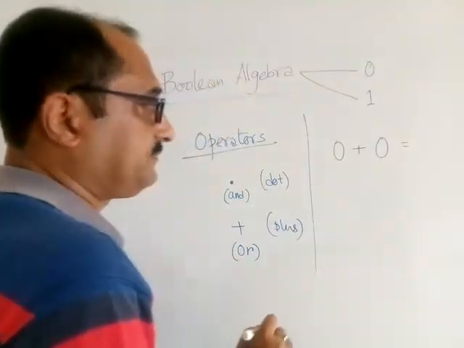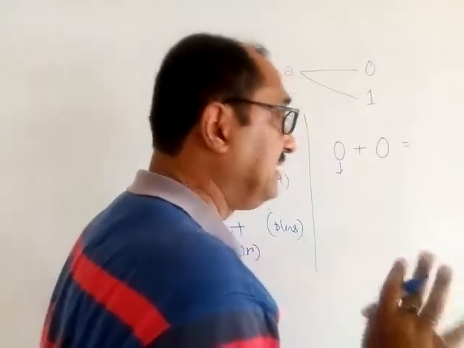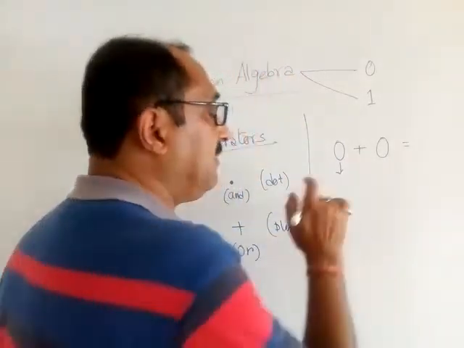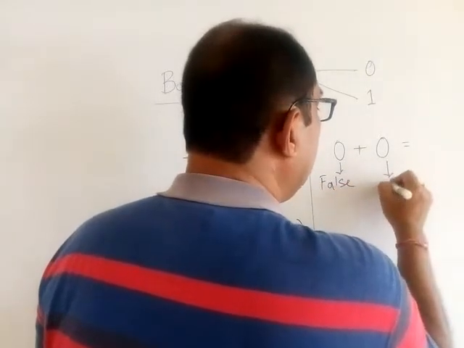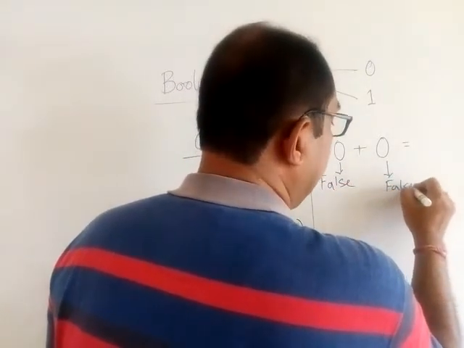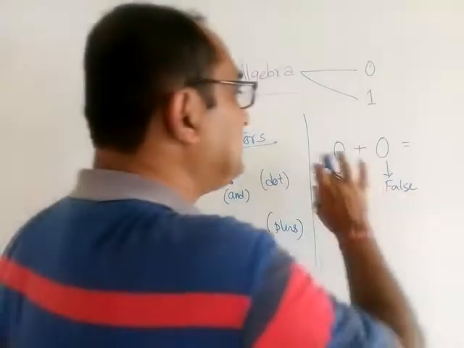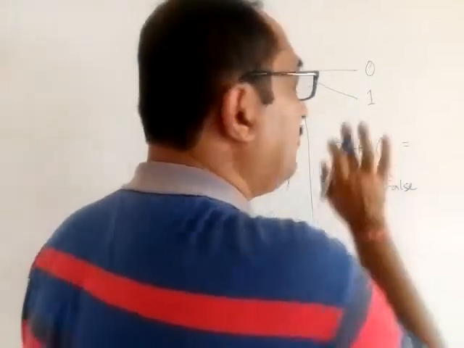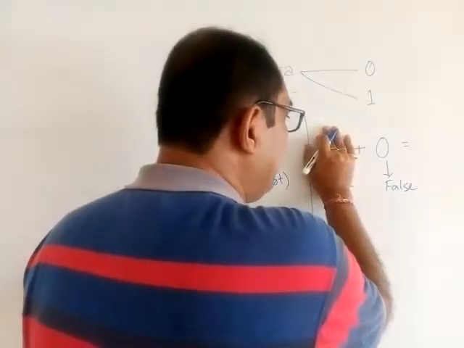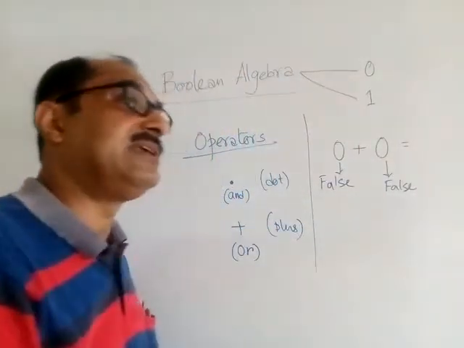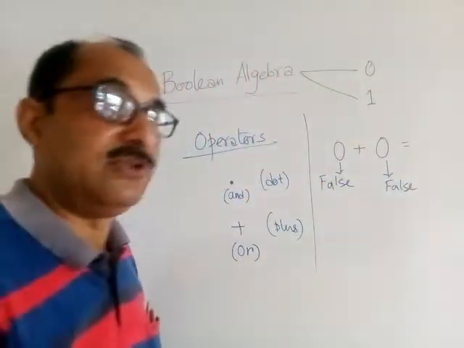These zeros, we can also read as a false value. Not necessary, but we can read it like that. This is also a false value. It is like I told you about 2 possibilities. That possibility becomes false, and the other possibility also becomes false. Then the entire result will also be false.